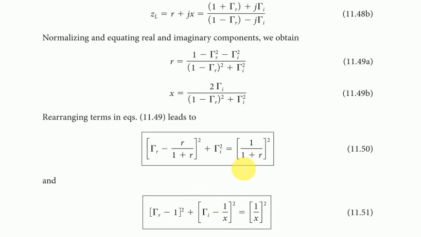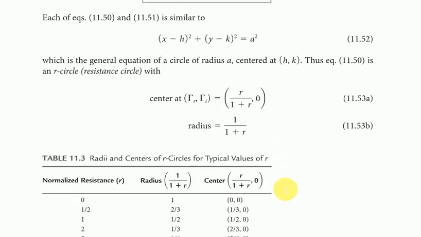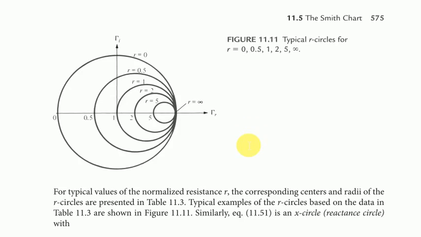So in this way we can conclude that there are two kinds of circles. The first family of circles represents constant resistance circles, that is constant r circles, and the second family represents constant reactance circles, the constant x family. So on clubbing these two you will get the Smith chart. We have already discussed this, so let's quickly move on.